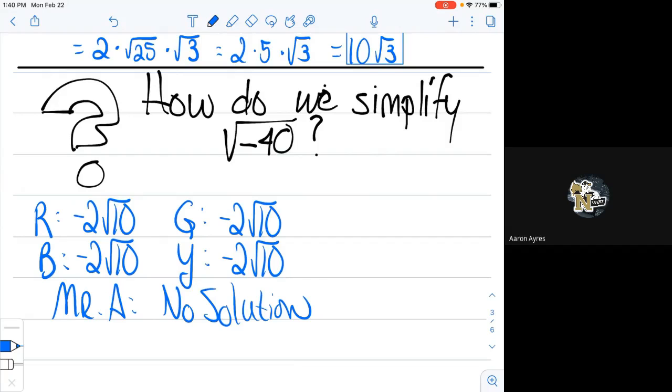So here's the deal. We had a little bit of discussion about this at the very beginning of the year. Square roots of negative numbers become what we call imaginary numbers. If you see this on an assignment, you know this has no real solution. Okay. So we're going to stop it there today.